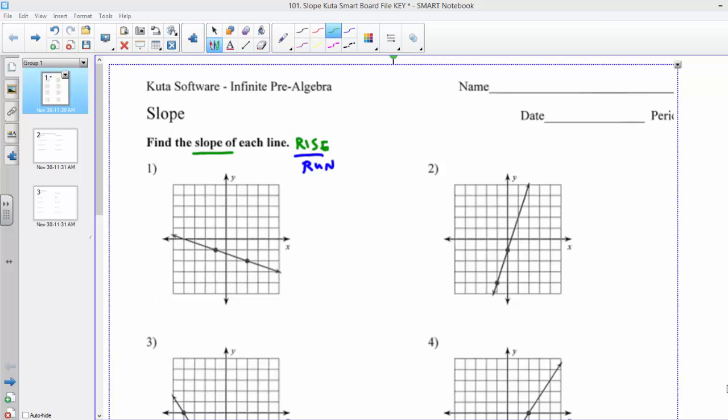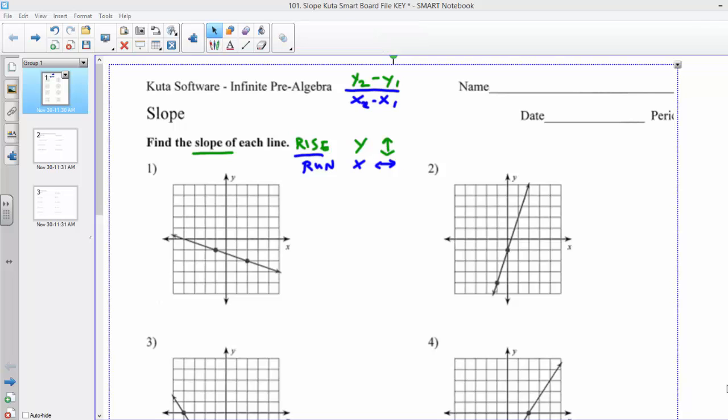So, you have this worksheet, and you're going to think of slope as rise over run. Rise is the change in y, how far up or down. And run is the change in x, how far side to side. We also do have the formula y2 minus y1 over x2 minus x1, and we will be applying this on the back of this page when we get to that section.